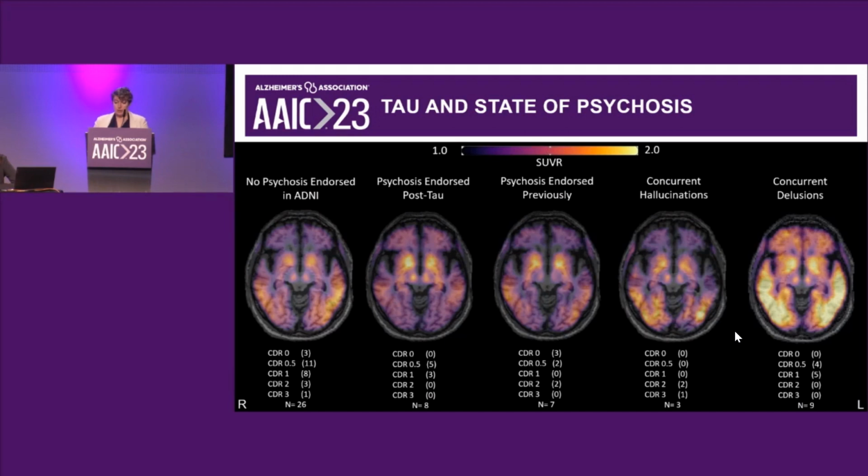And those with concurrent delusions had more visually prominent tau signal than any other group. And this is notable given the fact that this group is entirely comprised of CDR 0.5 and 1. So for each of the other psychosis subgroups, they showed less signal in the temporal lobes and then some specific focal spots.